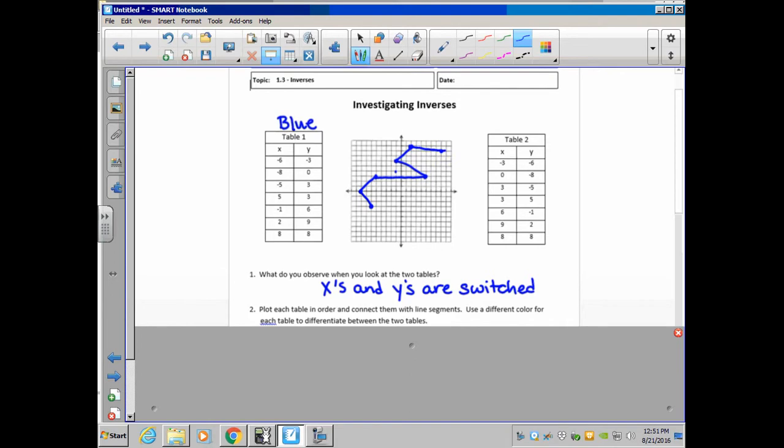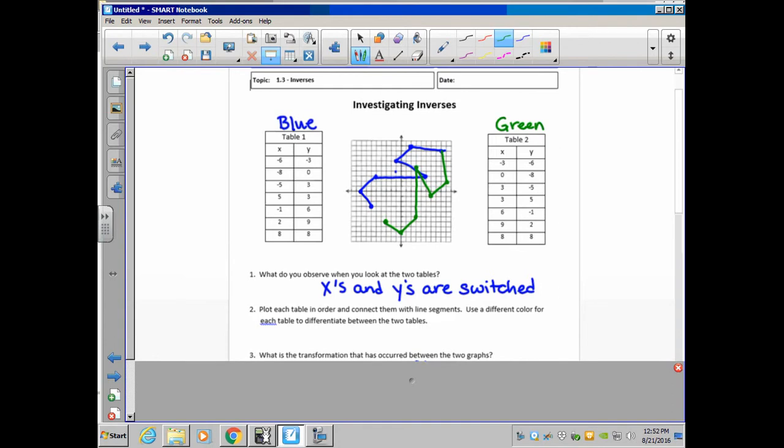Okay. Now in a different color, I'm going to use green. -3, -6, 0, -8, 3, -5, 3, +5, 6, -1, 9, 2, and 8, 8. Alright, that's done.